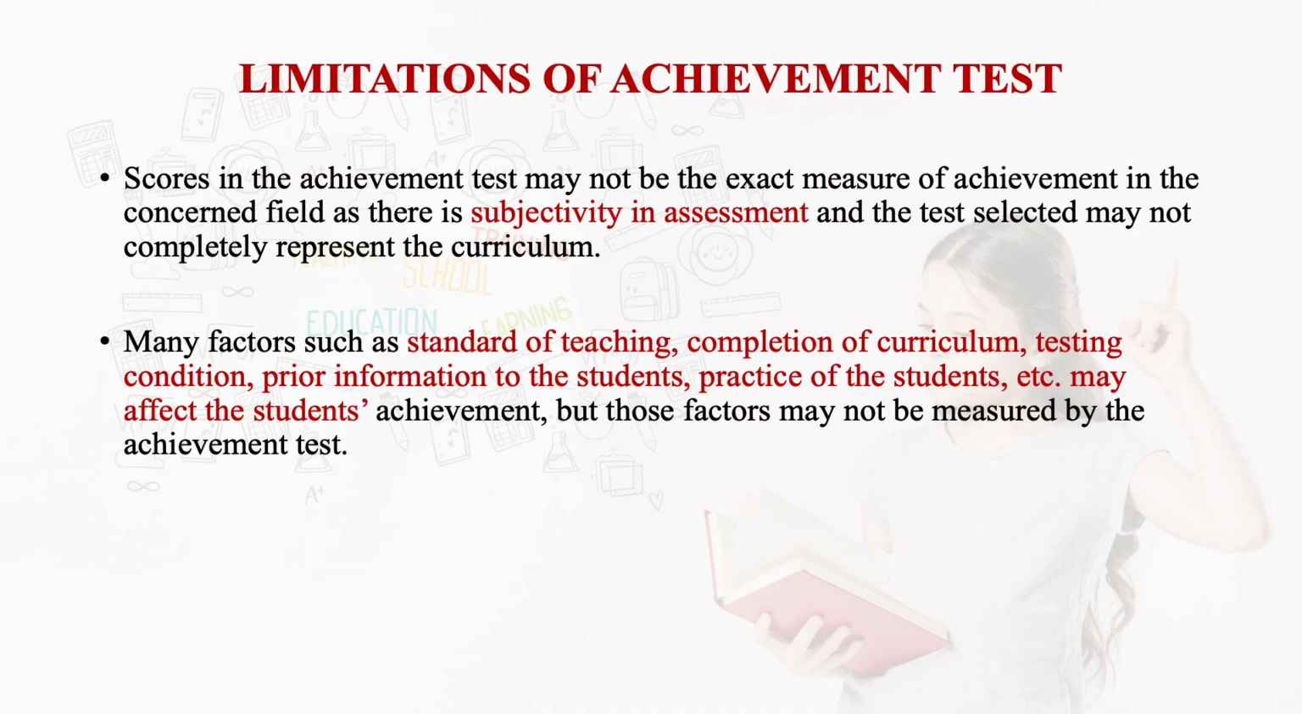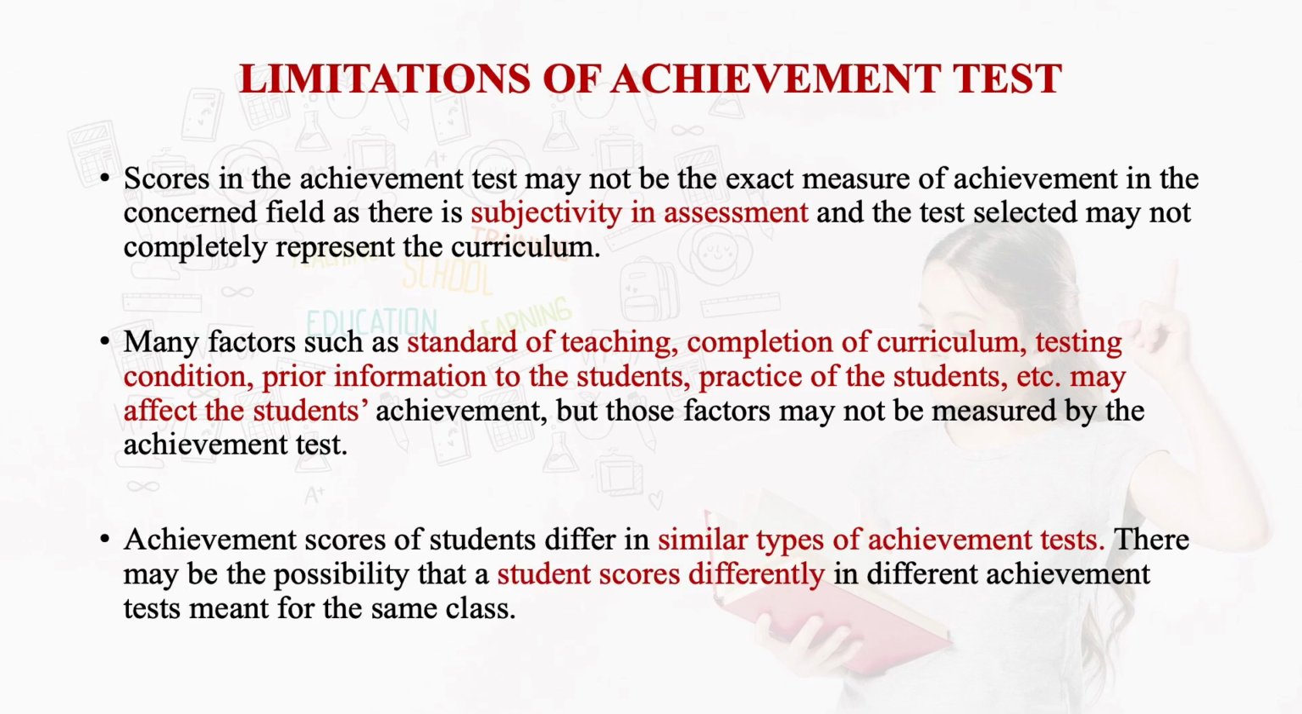And further, many factors such as standard of teaching, completion of curriculum, testing condition, prior information to the students, practice of the students, etc. may affect the students' achievement, but those factors may not be measured by the achievement test. Another limitation of an achievement test is that achievement scores of students differ in similar types of achievement test. There may be the possibility that a student scores differently in different achievement tests meant for the same class.